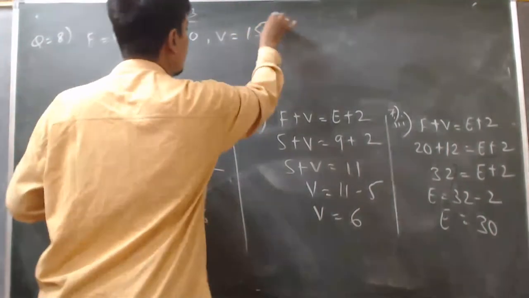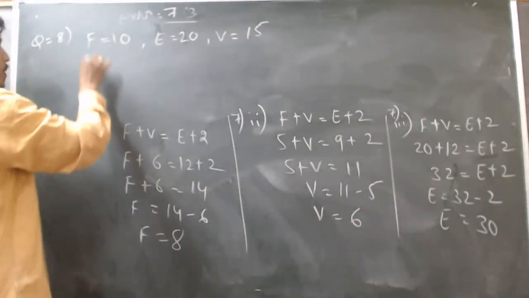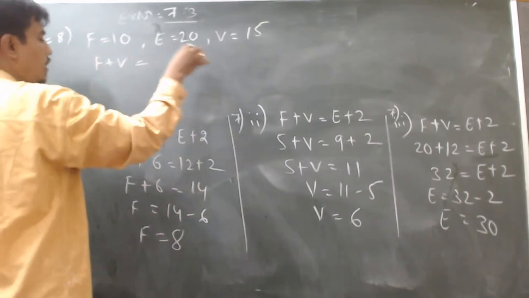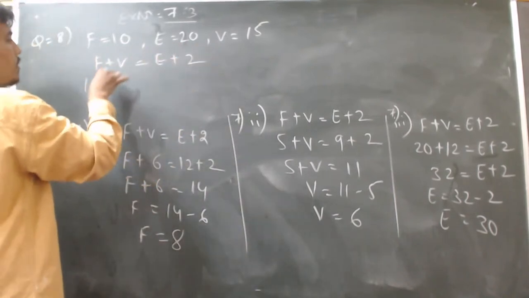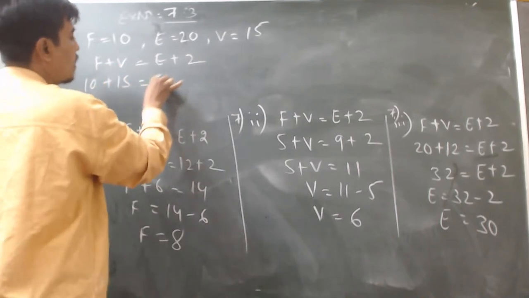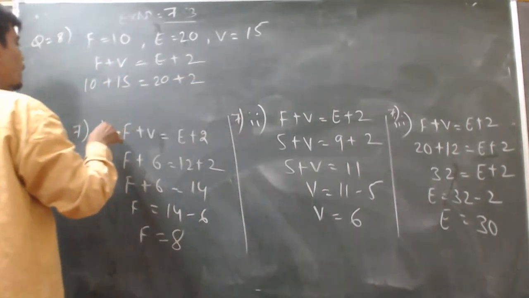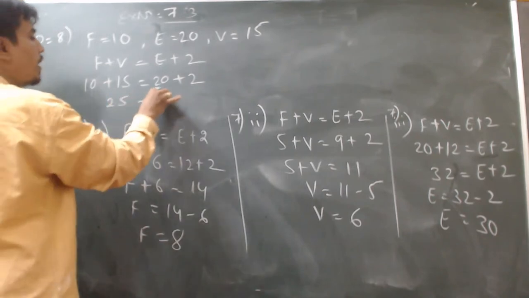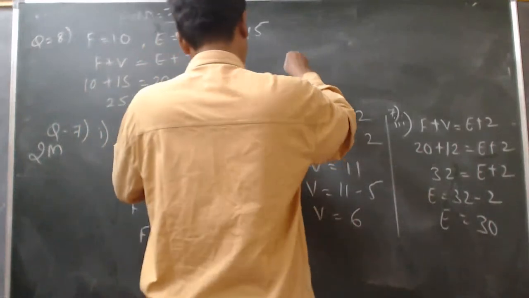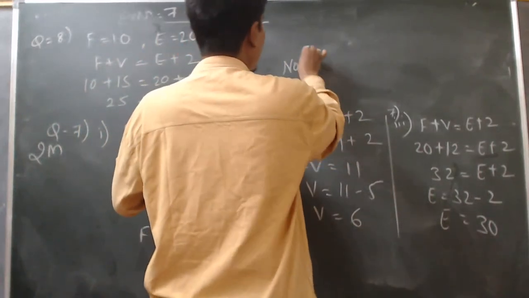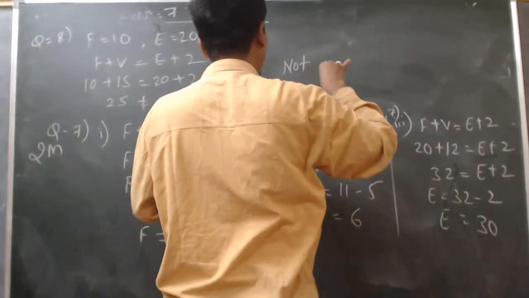15. What is Euler's formula? Euler's formula is F plus V equal to E plus 2. Substitute: F means 10, V means 15. That is 25, and E plus 2 is 20 plus 2, 22, so it will not get verified. In this it is 25, and in this it is 22. It is not a polyhedron. The answer is, it is not a polyhedron, because it should obey Euler's formula.